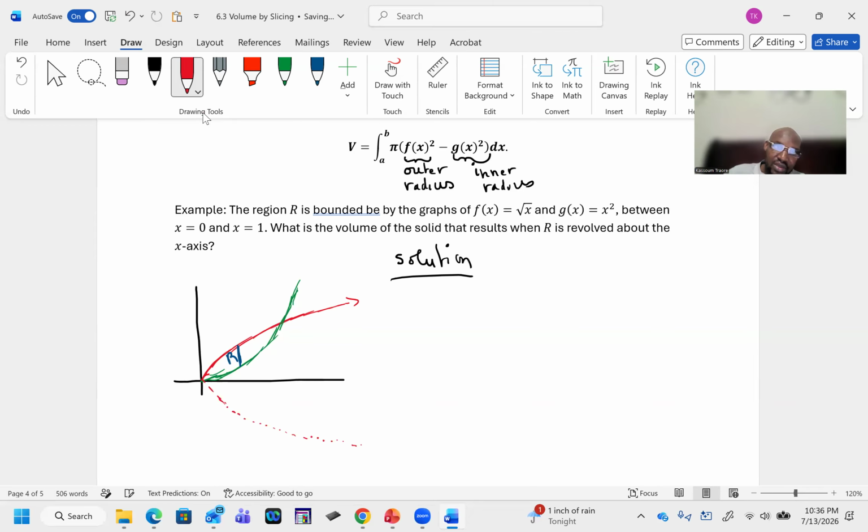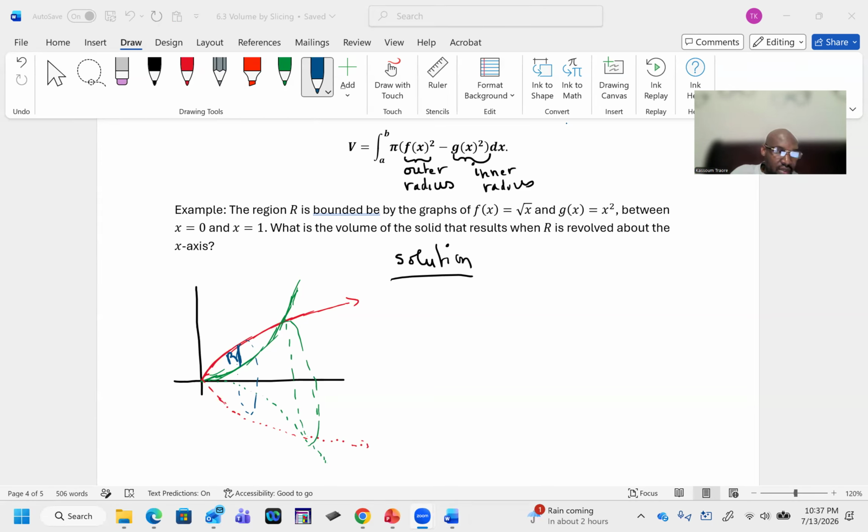So this will be the volume we are looking for. And this is the disk. As this is R, you would have your disk like this. Okay? So by looking at the graph, you can see which one is the inner and which one is the outer radius.